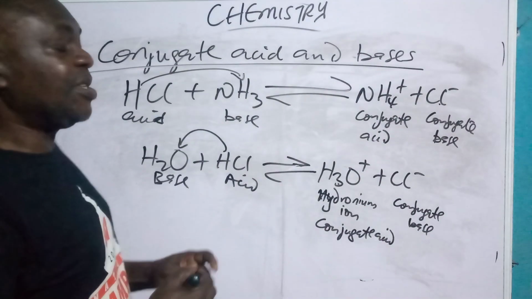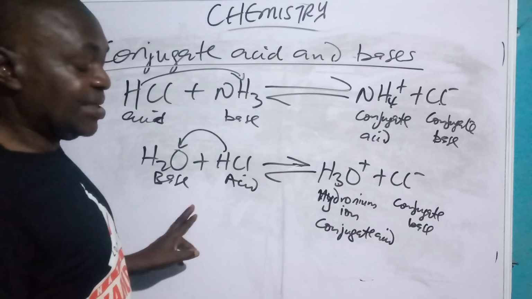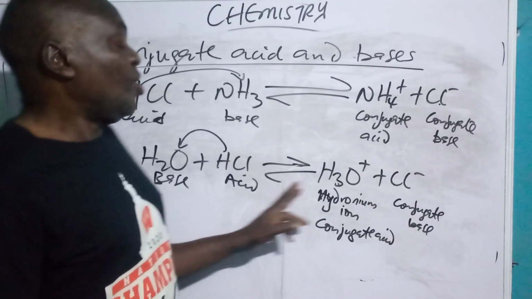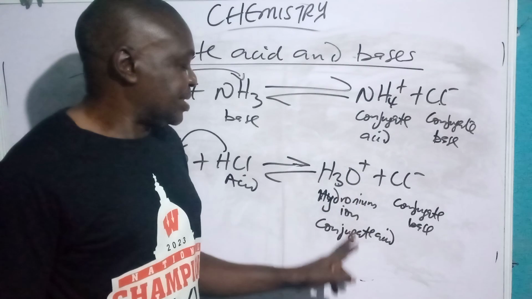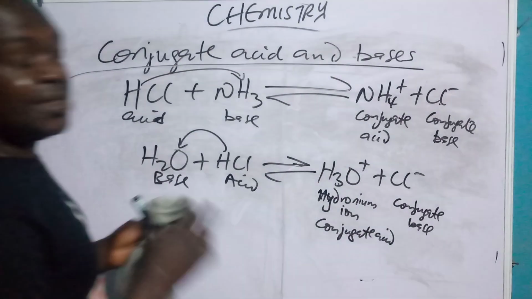So that is how it is. The species that can receive a proton is referred to as a base. On the left hand side, this is a base and this is an acid. While on the right hand side, this one becomes the acid, this one becomes the base. So that is that for conjugate acids and bases.